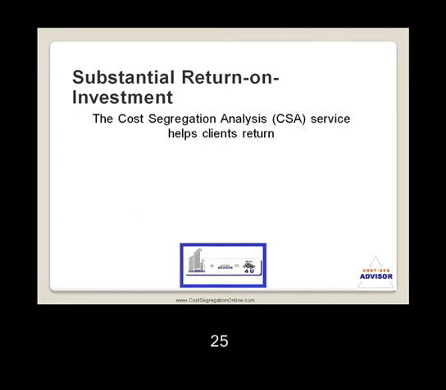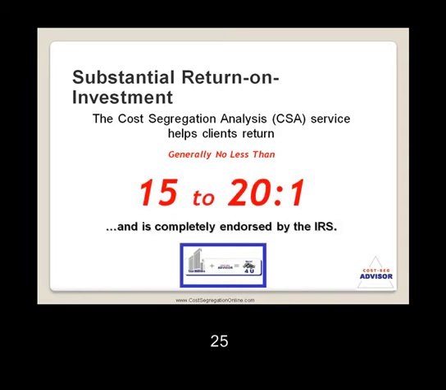Well, we break it down in our feasibility studies up front, before you spend any money on an actual cost segregation study, which is really the service that we provide. Before you do that, we're going to provide a feasibility analysis that's going to show you what your return on investment would be. Typically we find this is an average of 1 in 15 to 20 in terms of return on investment.